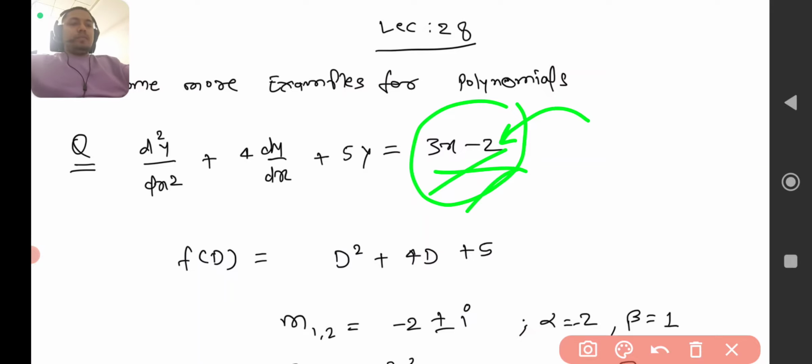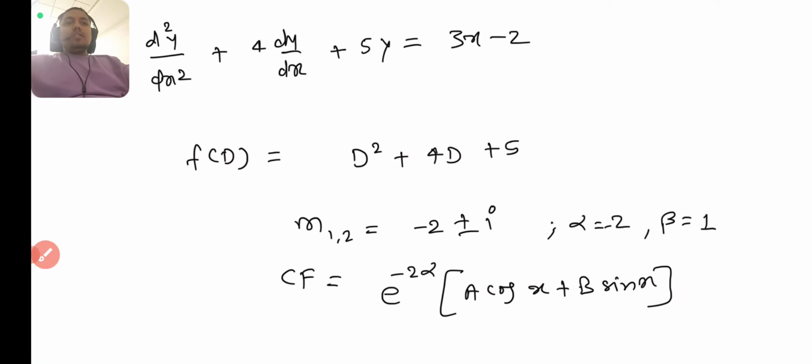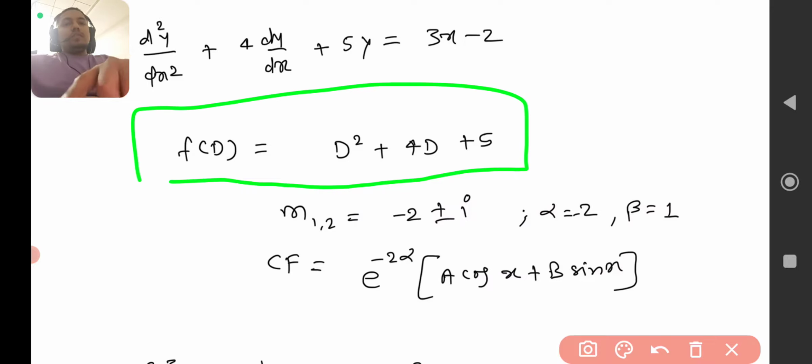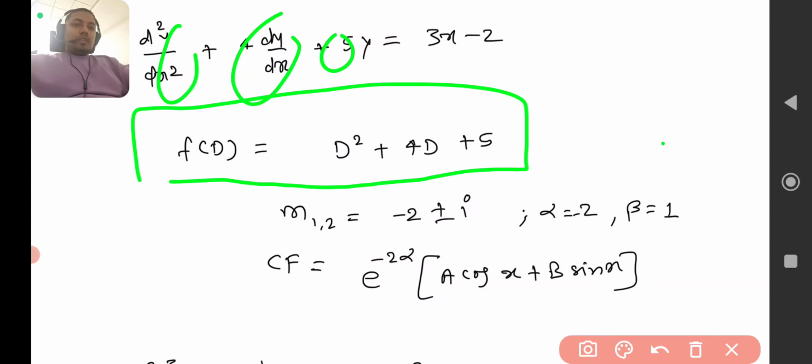It is very easy. Always remember, whenever any question is given to calculate CF and PI, your first job is to find your FD equation. What is the name of FD? Auxiliary equation. So FD is equal to d square plus 4d plus 5. This is your d square, this is your 4d, this is your 5. Now you substitute this to 0. That is our work, either you find CF or you find PI. Put to 0, find out roots.